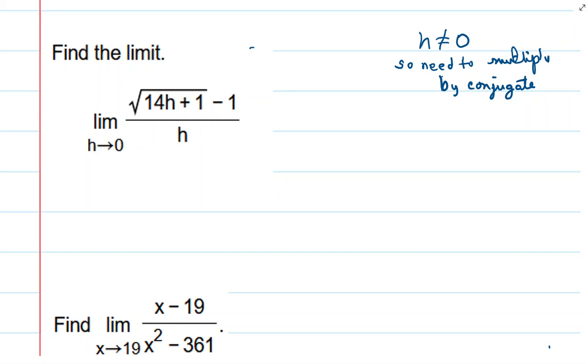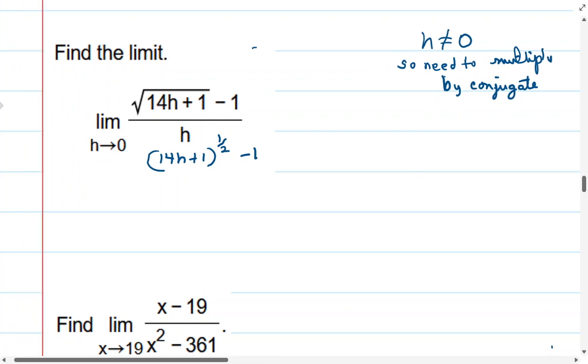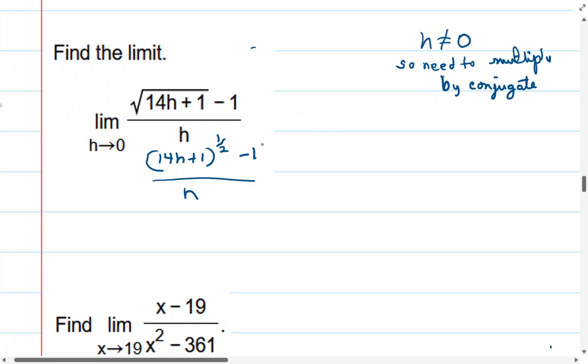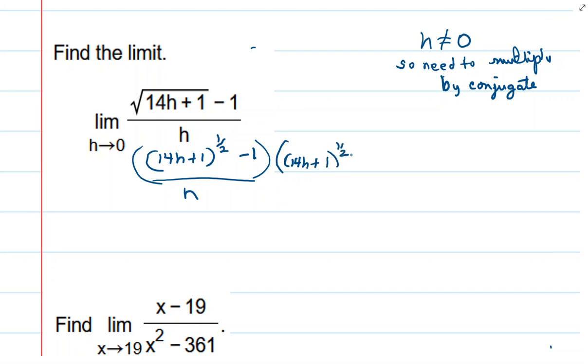All right, so this means that if I have the square root of 14h plus 1, minus 1, and this is my argument, I'm going to multiply by the conjugate. That means same terms, opposite sign. Ready? Same terms, opposite sign. But I'm going to multiply both the numerator and the denominator by that value, because I can multiply by 1 and not change a thing. Oh, it's a plus here. Sorry about that. And we still have the h.